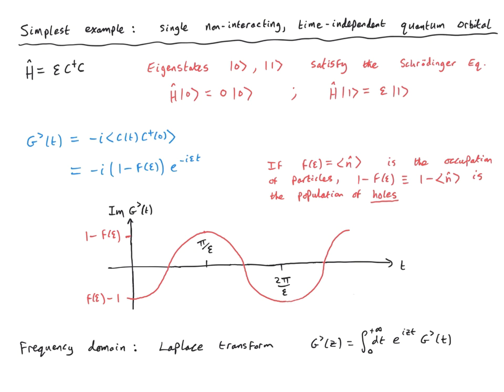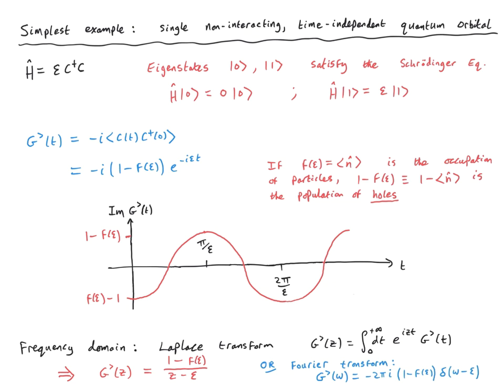Let's now take a look at the Green's function in the frequency domain. As before, we'll actually apply the Laplace transformation and relate g greater of z to g greater of t by integrating over time from 0 to infinity of e to the izt times the time domain g greater of t function. Following exactly the same steps as before, we obtain that g greater of z is equal to 1 minus the Fermi function divided by z minus ε.